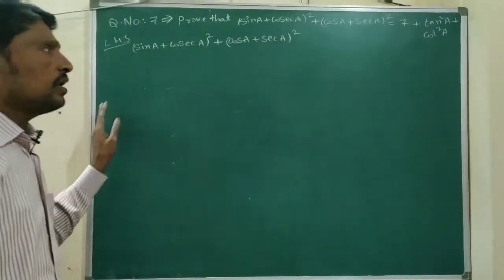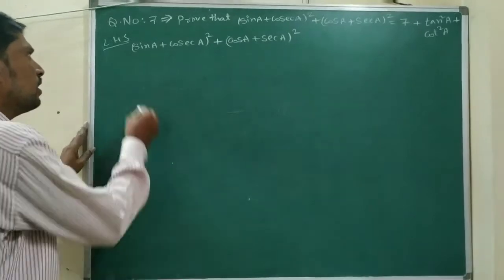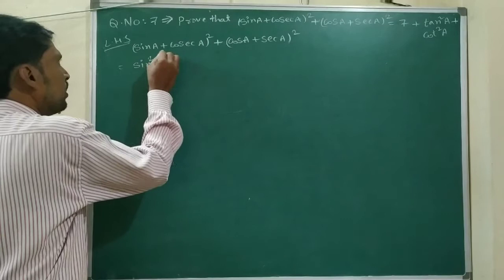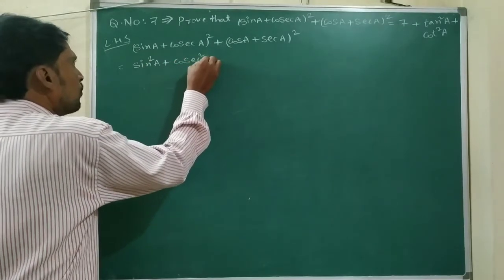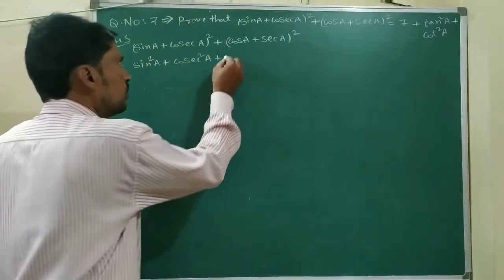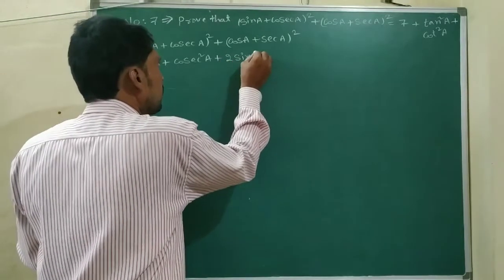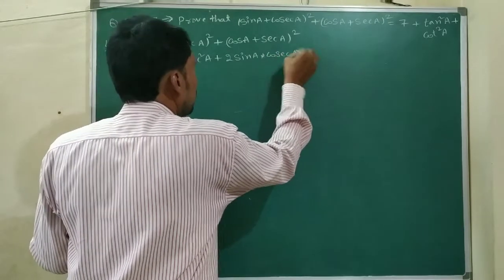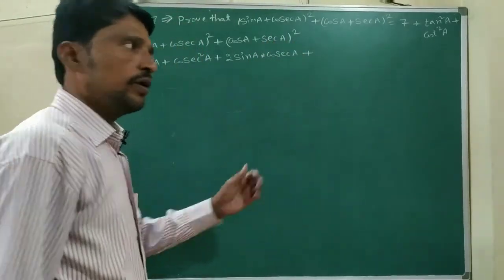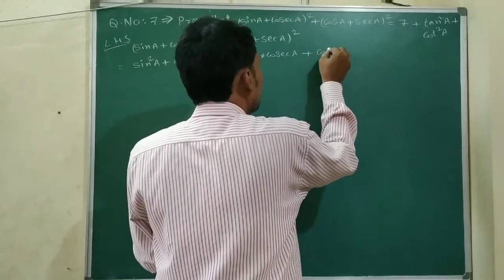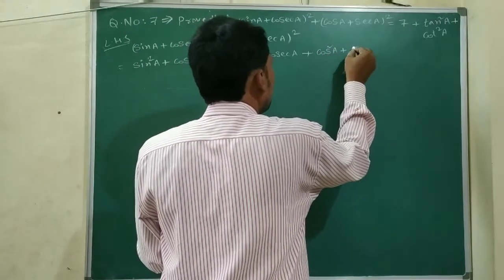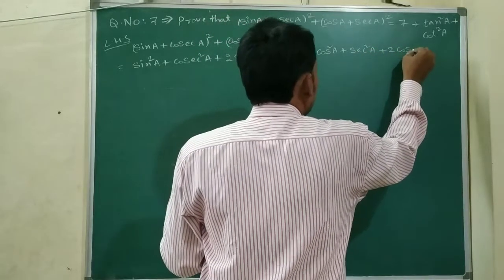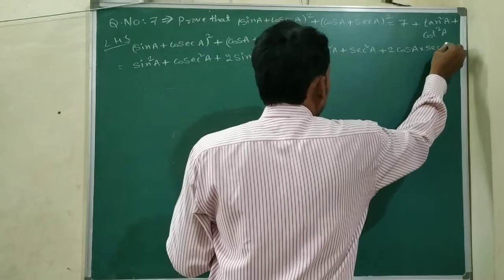It is of the form A plus B whole square, means A square, that is sin square A, plus B square, that is cosec square A, plus 2AB, that is 2 into sin A into cosec A. Plus, here also it is of the form A plus B whole square. A means cos square A plus B means sec square A plus 2 into cos A into sec A.